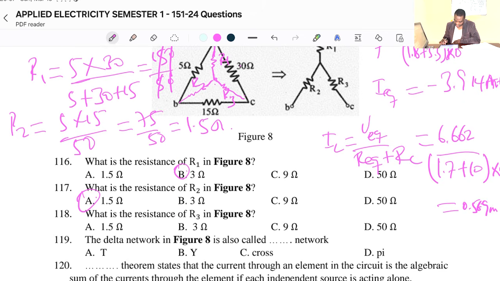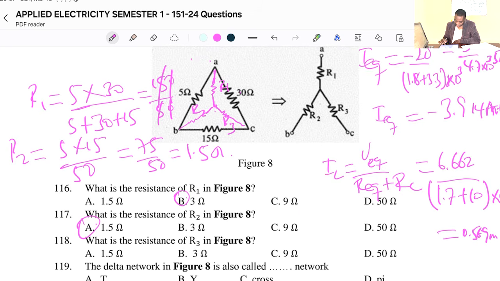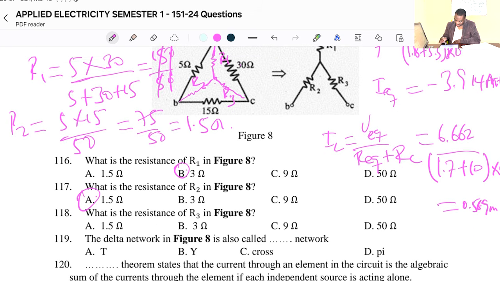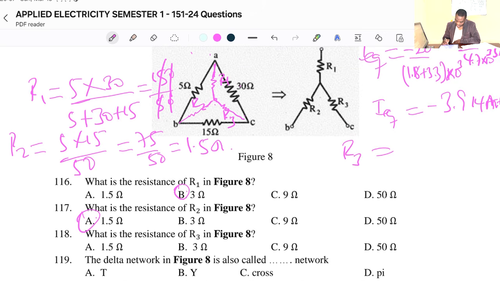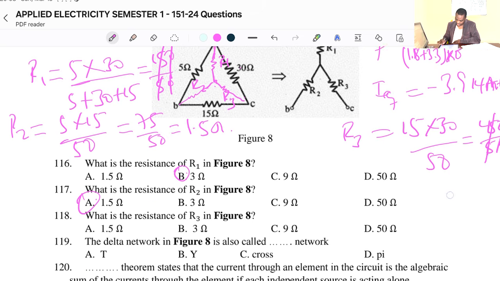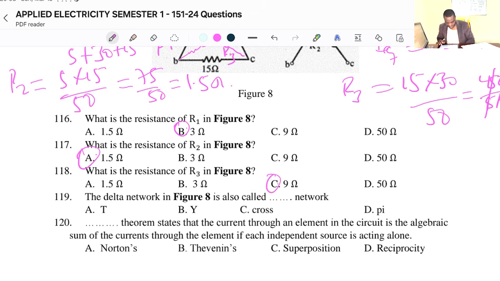Now we go to 118. We want R3. So when you come to R3, again the product of the adjacent delta network resistors to R3. So that will be 15 times 30 over, again, 50. So that will give me 450 over 50. So this cancels, and we get 9. So the answer here for question 118 is C.